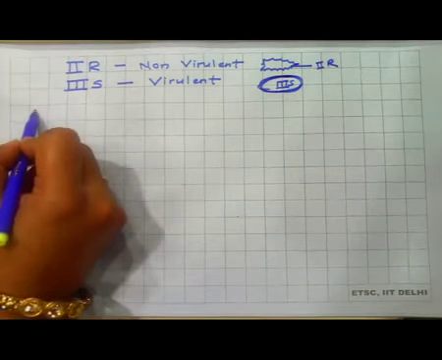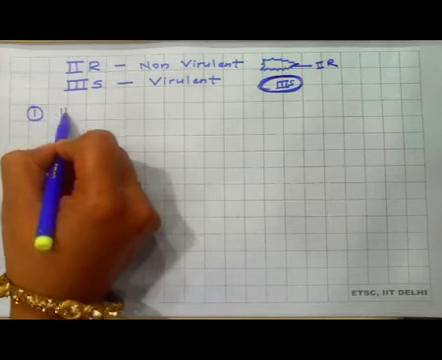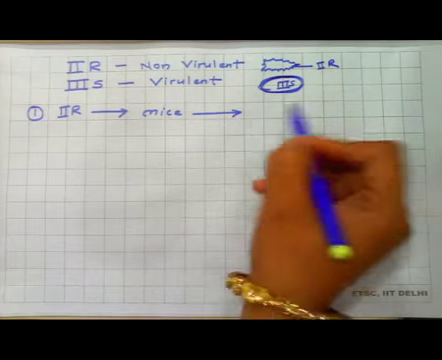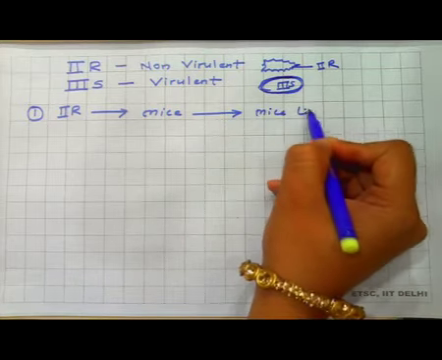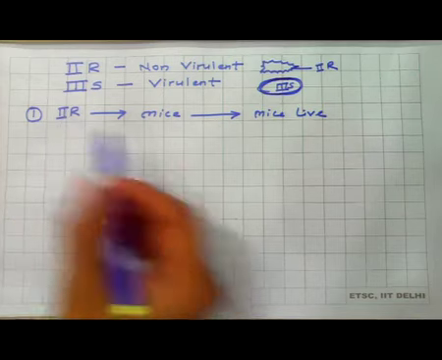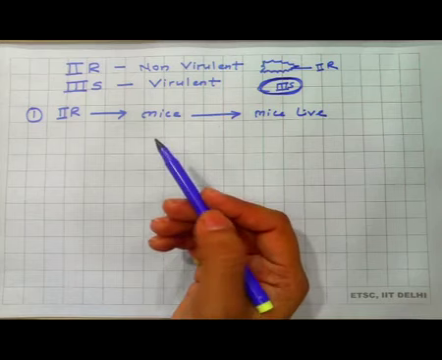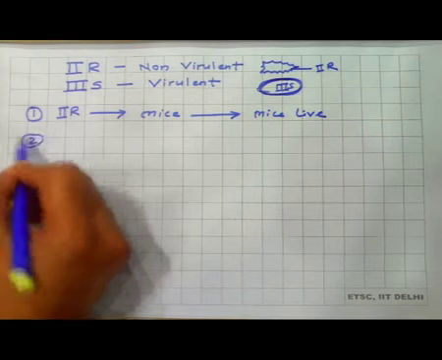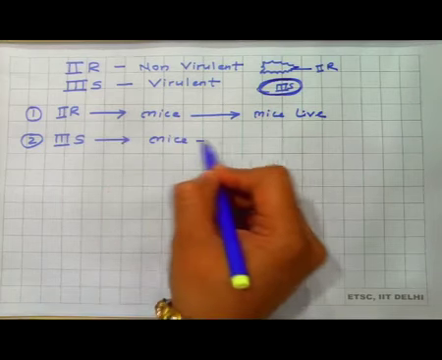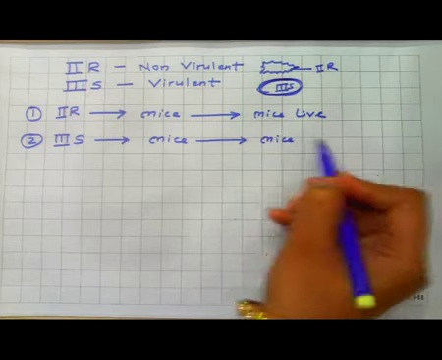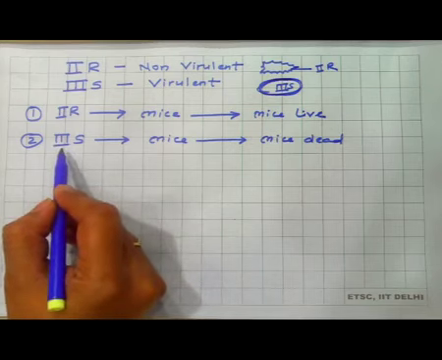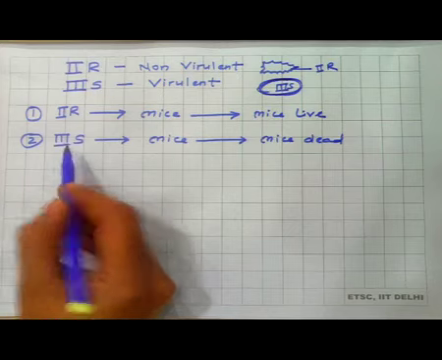So, the first step of the Griffith experiment was that he injected 2R bacteria into the mice. After a certain time, he found the mice to be alive. So, it means 2R is non-virulent in nature and it was digested by the immune system of the mice. So, no bacteria were found in the blood of the mice and the mice were alive. In the second phase, he injected 3S bacteria into the mice, and after a certain time he found that the mice were dead, and the death of the mice was because of the virulent nature of the 3S bacteria.